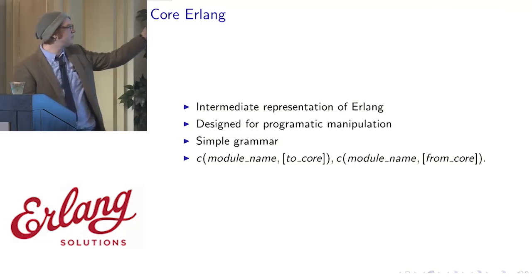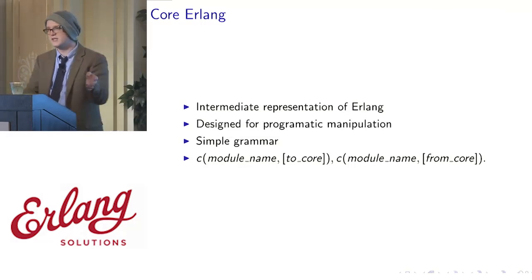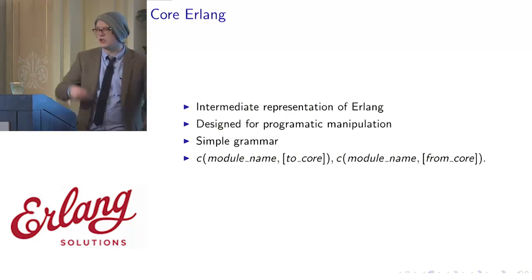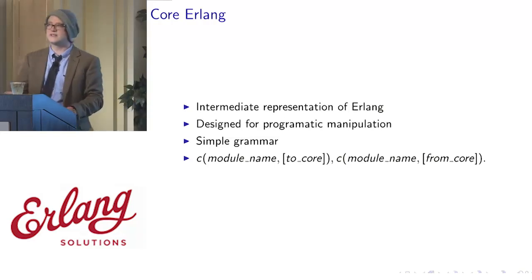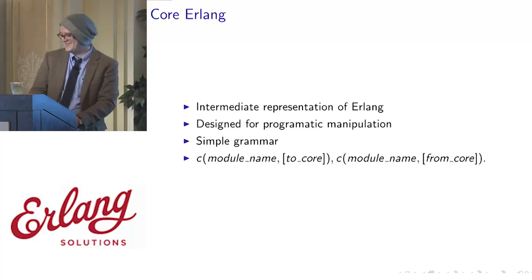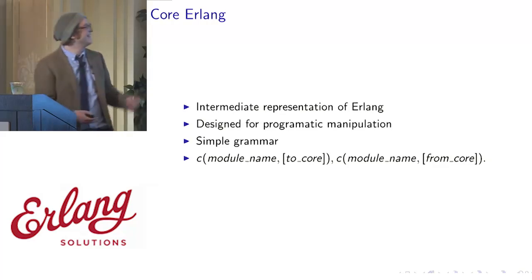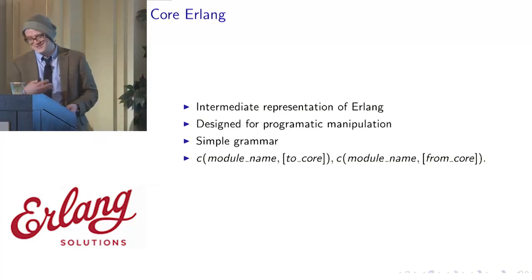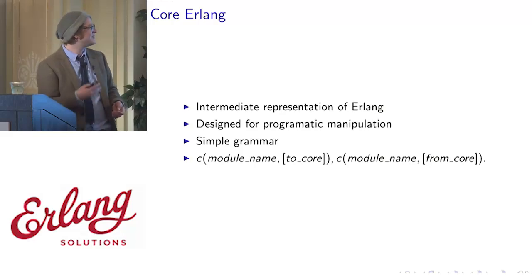You can do c(module_name) to core, or from core. This from core is actually going to look for a file with .core as the extension. A rather unfortunate file extension, if you ask me, if you're a Unix programmer. So this will look for a .core file and then try to compile it.